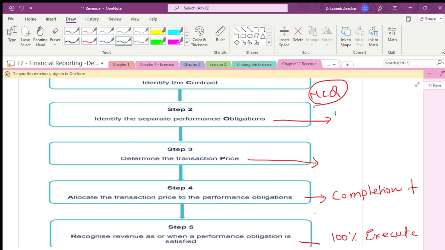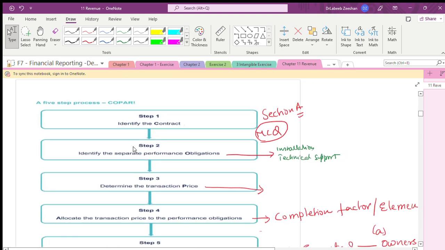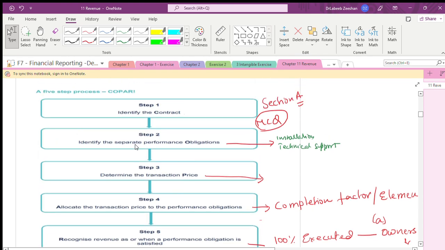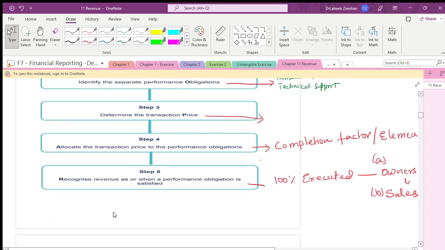Here there is an installation and there is a technical support. Determine the transaction price, allocate the transaction price on performance obligation. See, this is the 5-step process. I think I have put one star mark also. I have written it as MCQ. See, listen, I have written it as MCQ in section B. Fine, no problem.